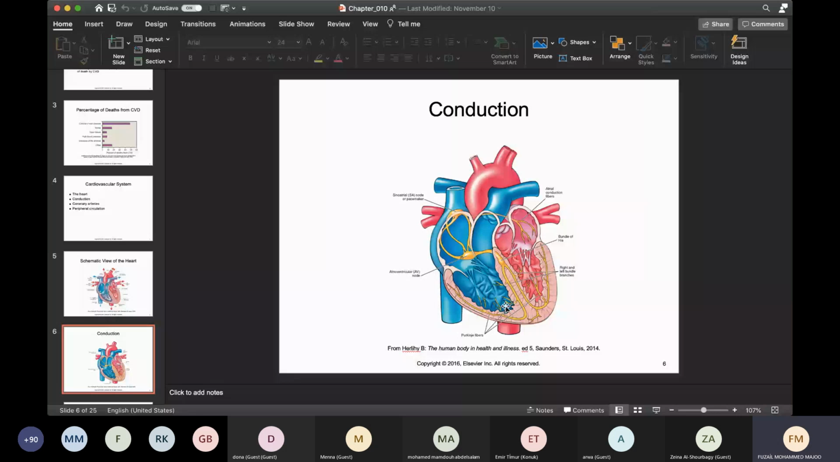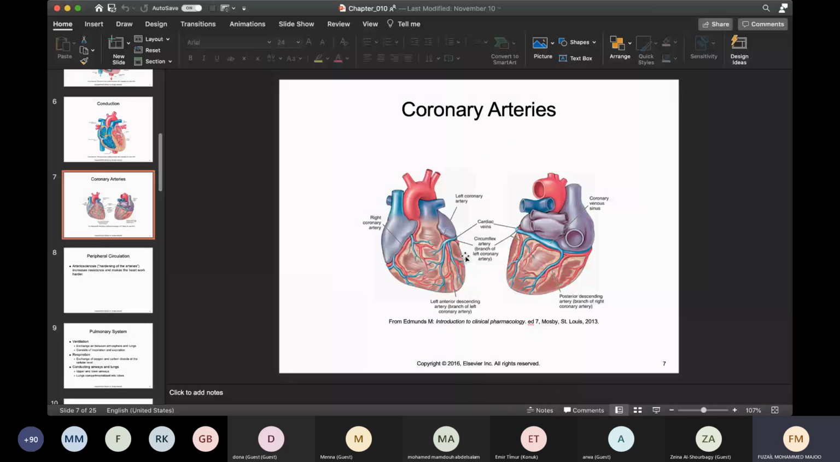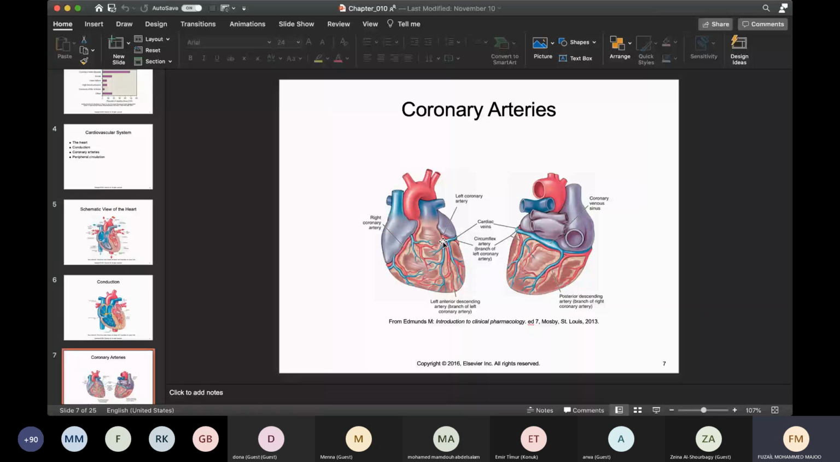So when you talk about peripheral circulation, look, this is it. This is your right and left coronary arteries. Here's the left and this is your right coronary artery. These are the first blood vessels that get blood when it gets pumped out from this chamber here, your left ventricle. These guys receive it first.